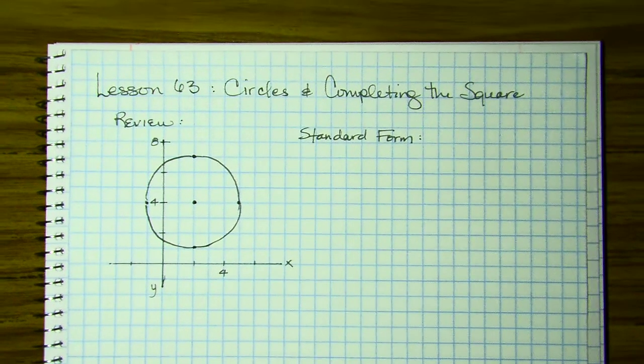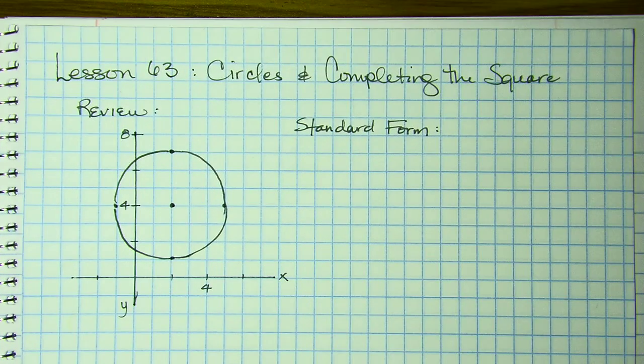And we are going to be working on lesson 63, which is a review of circles. But then we are going to talk about how we can write the equation of a circle in general form by completing the square. So let's do some review here. I've graphed a circle that you can see here.